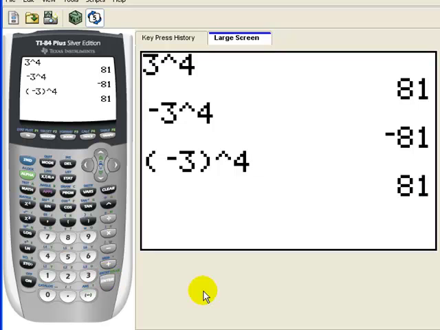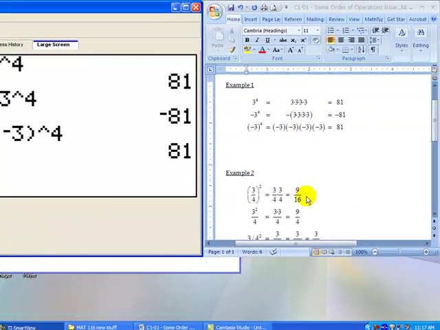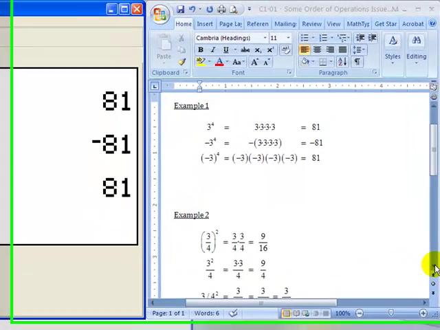So you need to be very careful when working with negative values especially, and even exponents. That's where we run into the most trouble. But when you have negative numbers and exponents, please be careful and use parentheses appropriately.